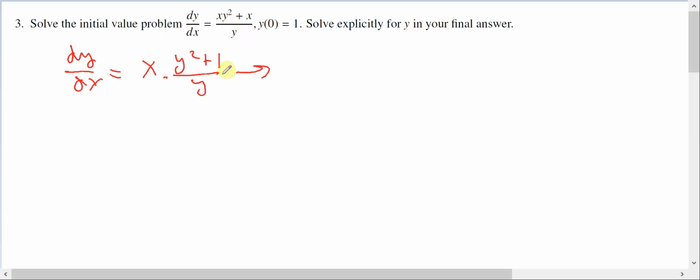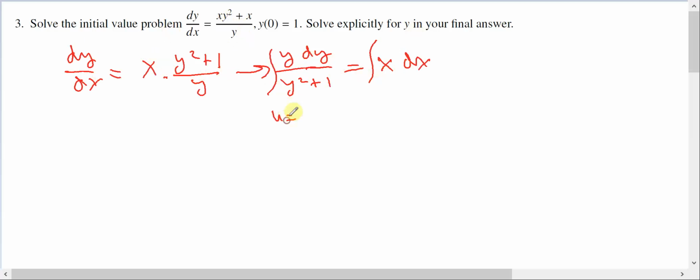And so I'm going to go ahead and separate it, leave my dy on this side. I'll have to multiply by the reciprocal of this, which will put a y over y squared plus 1 on that side with the dy. And then I've got x dx on this side. And now I integrate both sides with respect to the variable that I'm looking at. The right-hand side is easy enough. It's just going to be x squared over 2 plus a constant.